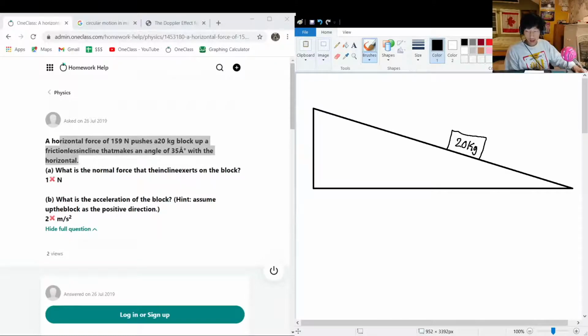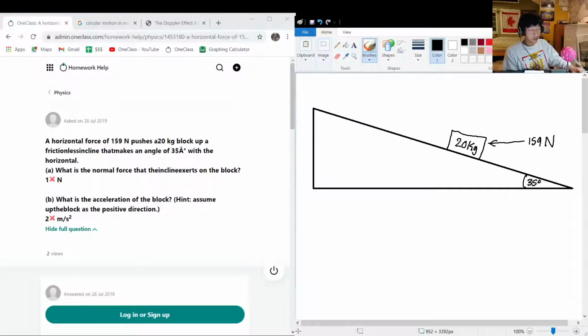And it says that we have a 159 Newton force that is perfectly horizontal. Okay, so it's not going to be on the same angle as the incline itself. It's going to be perfectly horizontal. So it's going to be something like this. So 159 newtons, whoops, not K, 159 N newtons, and we're also going to have, what's another detail? We have a 35 degree angle here.